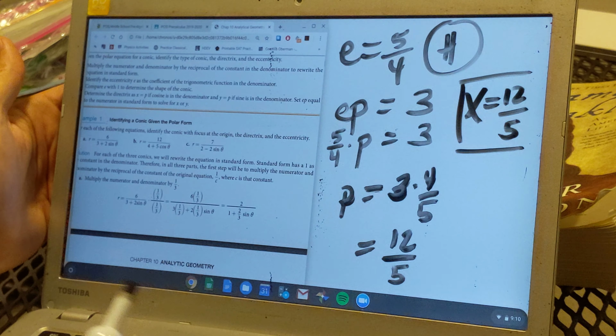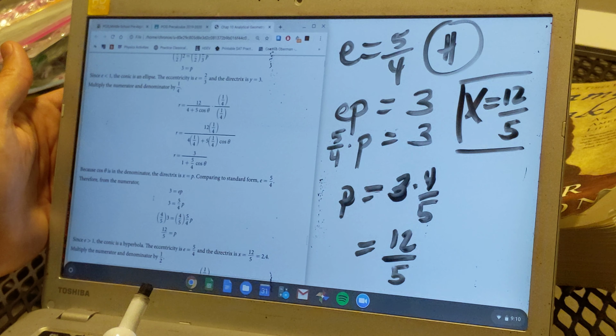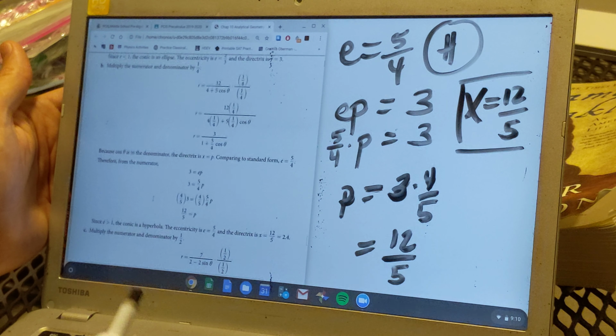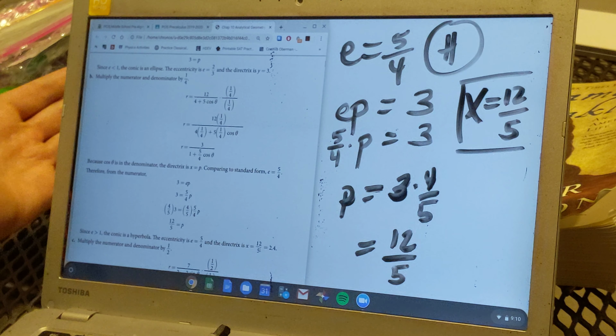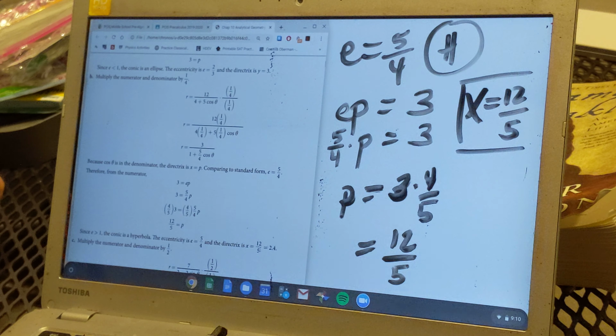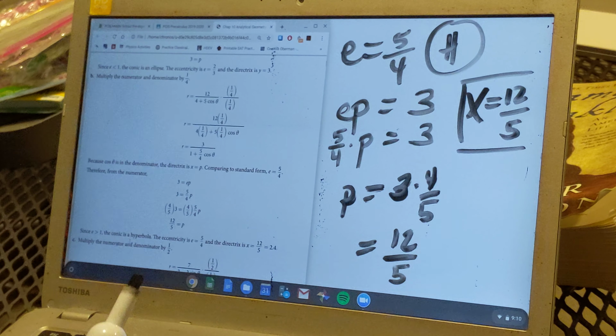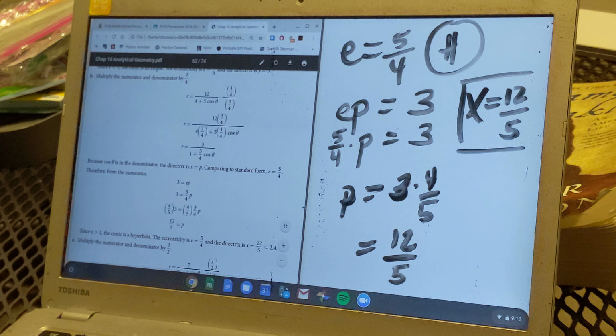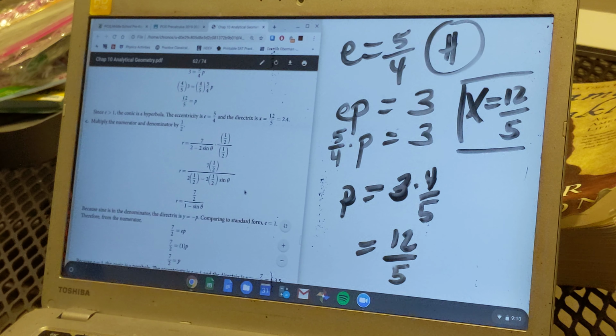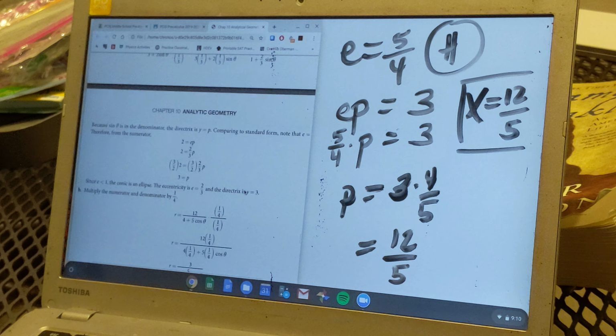Let's see how we did. Here's the answer for B. So e is 5/4, x is 12/5. Looking good. And it's a hyperbola. Excellent. There you go. Let's look at C now.